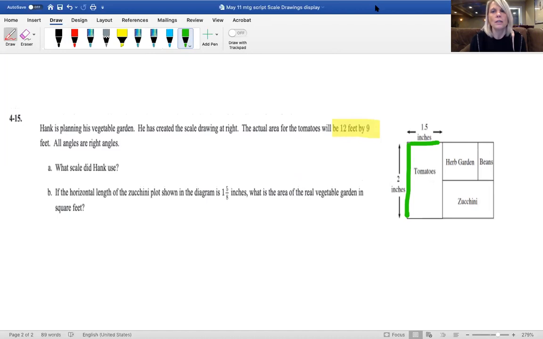So the first question's easy. Just tell me the scale factor. The second question is a lot more difficult. So let's do the easier one first. What would be the scale factor we could use here? Always try to base it on 1 inch. So what would 1 inch equal for this drawing? So this one's not too difficult. What would 1 inch equal?